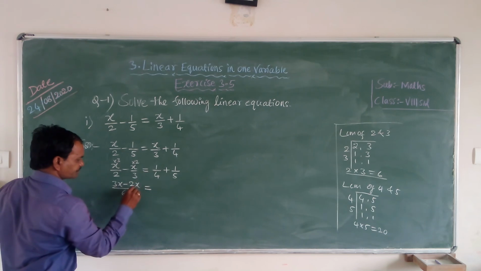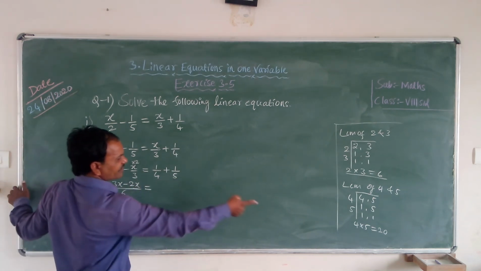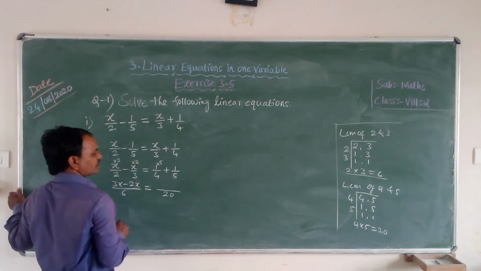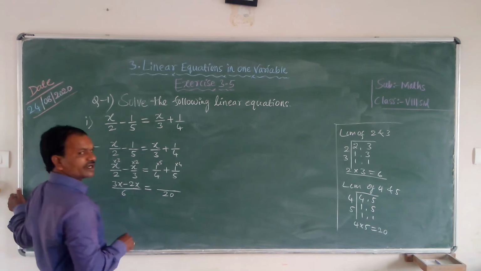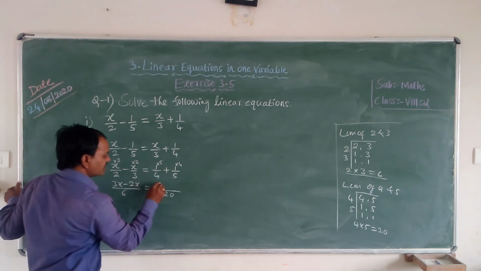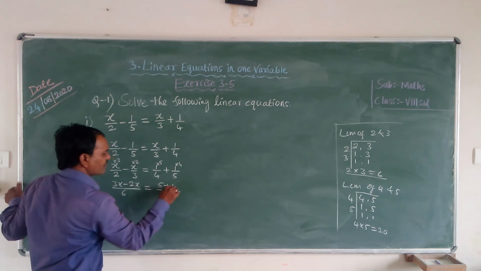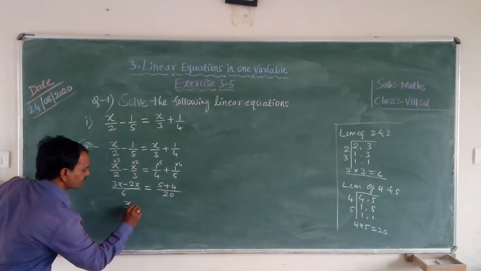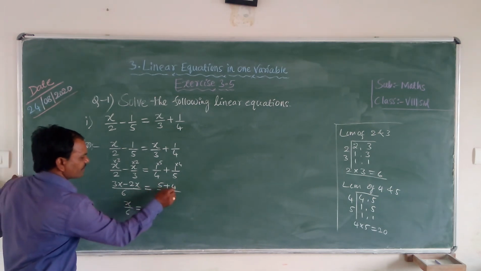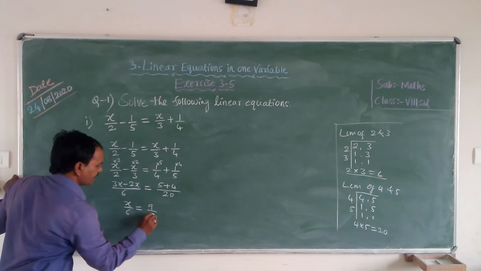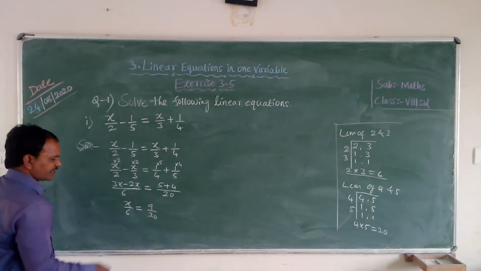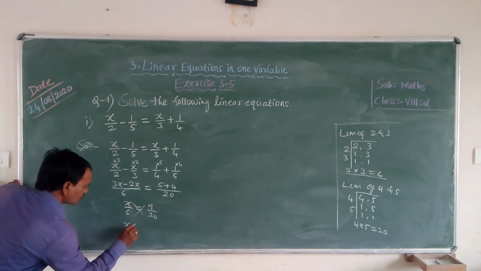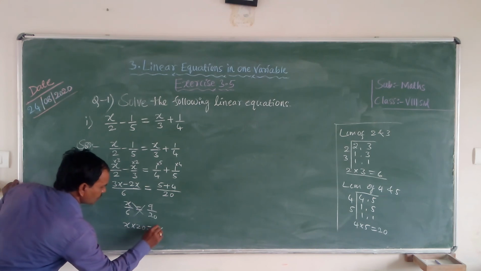So it is equal to, and what is the LCM of 4 and 5? 20. Now write the denominator 20: 4 ones are 4, 4 fives are 20, 5 ones are 5, 5 fours are 20. Now 1 five is 5 plus 1 four is 4. Now 3x minus 2x is 1x divided by 6, equal to 5 plus 4, 9 divided by 20. So x by 6 is equal to 9 by 20. Now cross multiplication.